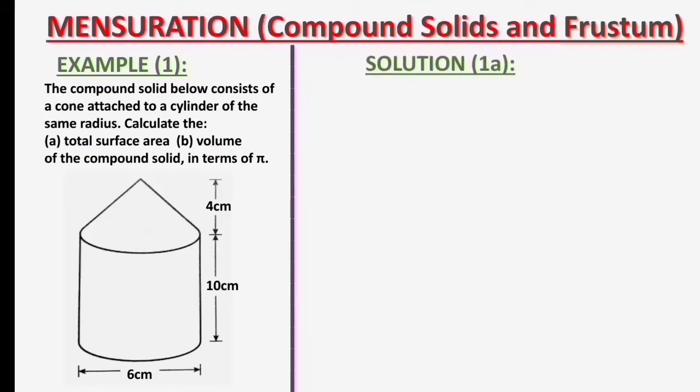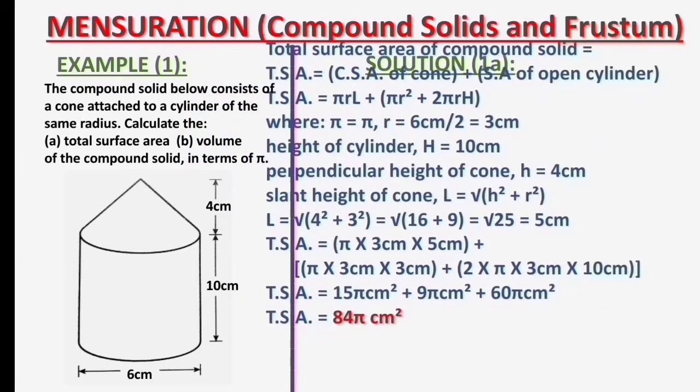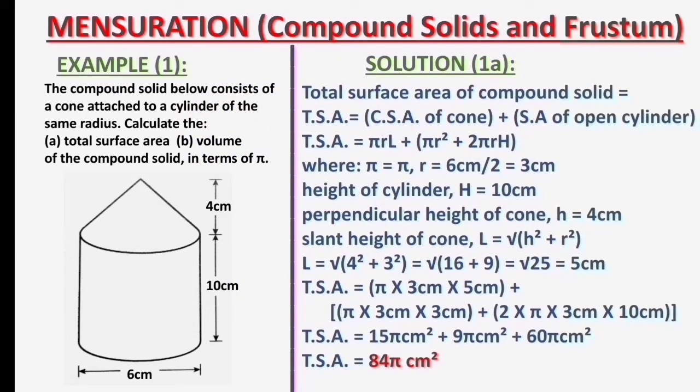Let's see the solution to question 1A. To solve for the total surface area of the compound solid, the compound solid here is made up of two component basic solids. So the total surface area will be the curved surface area of the cone on top plus the surface area of the open cylinder at the bottom.